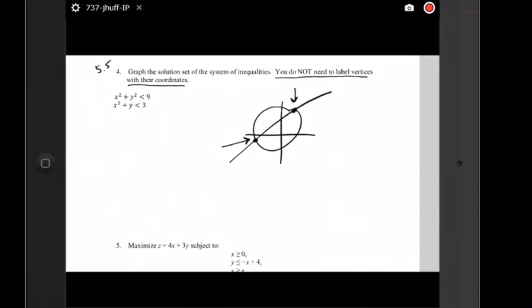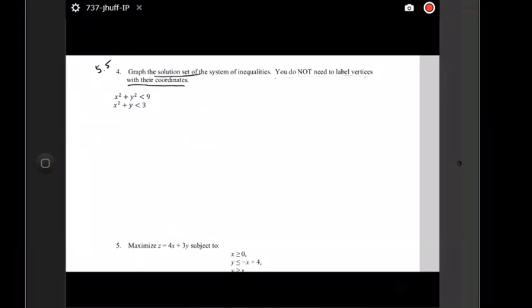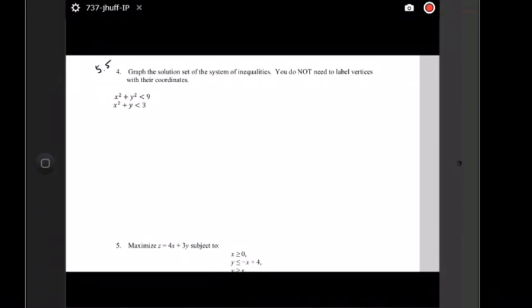Now, for question 4 on the practice exam and on the exam itself, you're not going to need to find the coordinates of those vertices. All you're going to have to find is the double shaded region. That's what the solution set is, just the shaded region. So it should be a little quicker now, not having to find those vertices. It just basically turns into a graphing problem.